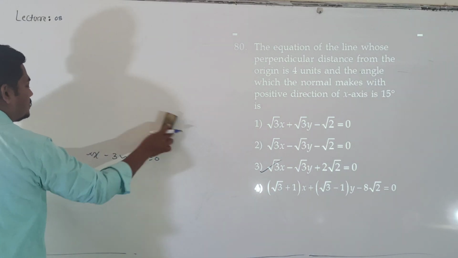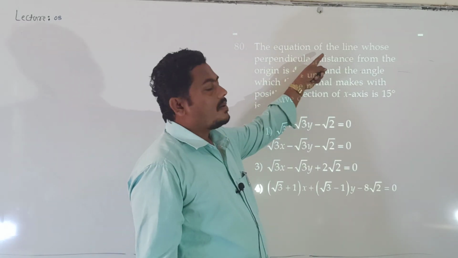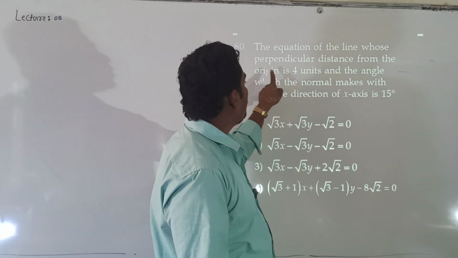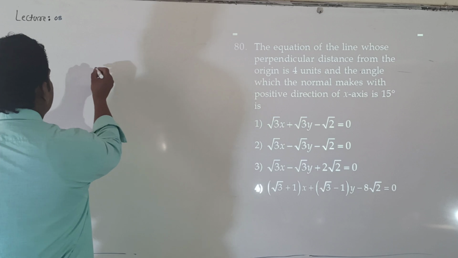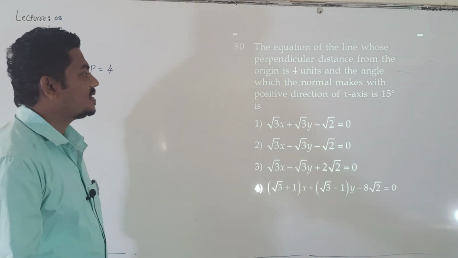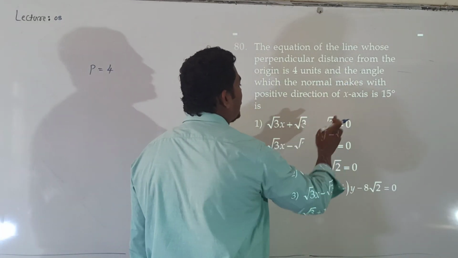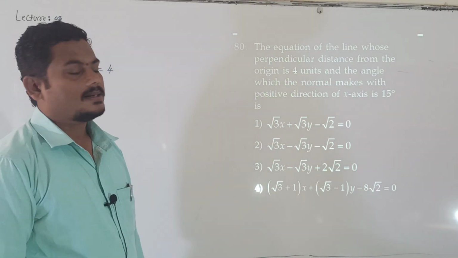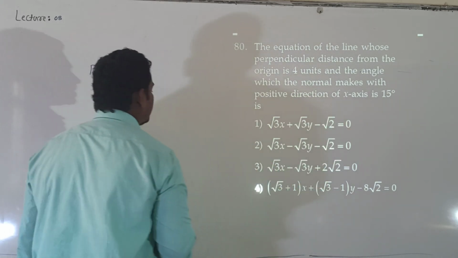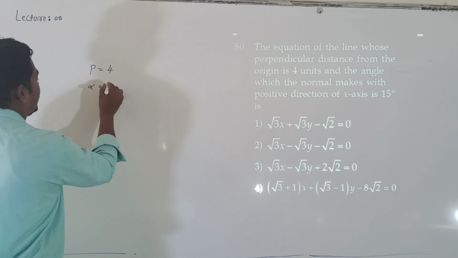Next, the equation of the line whose perpendicular distance from origin is 4, means the distance between origin and line, that is p value 4 units, and the angle which the normal makes with the positive direction of x-axis is 15 degree. Positive direction of x-axis means in this case alpha value is 15 degree, right?